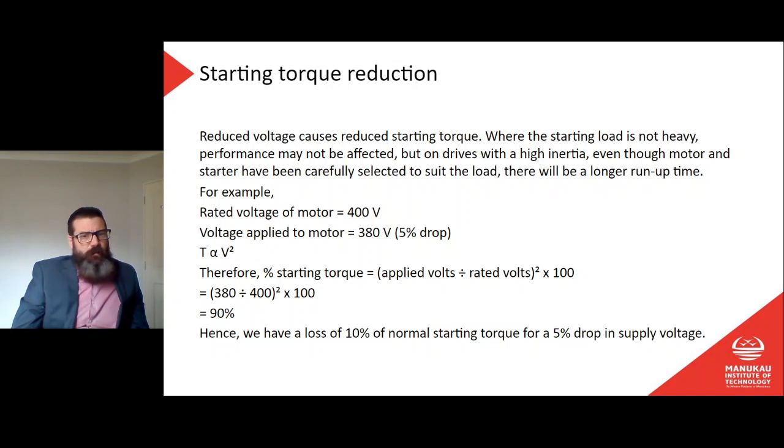if the rated voltage of the motor is 400 volts and the voltage applied to the motor is 380 volts, it's a 5% drop, then the percentage of starting torque equals applied volts divided by rated volts, squared, times 100. So 380 divided by 400 squared times 100 equals 90%. So we've lost 10% of our starting torque for a 5% drop in the supply voltage.